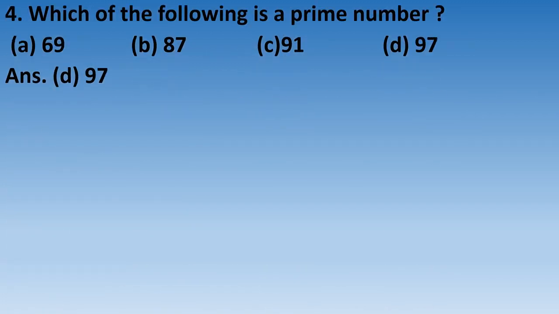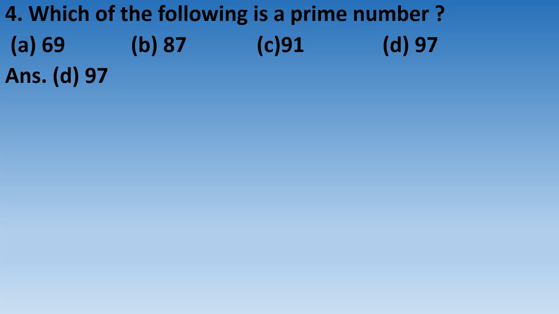Fourth, which of the following is a prime number? For this, you have to find out the factors of all the numbers whose factors are only 1 and the number itself. That is a prime number. So answer is 97. 97 is a prime number.